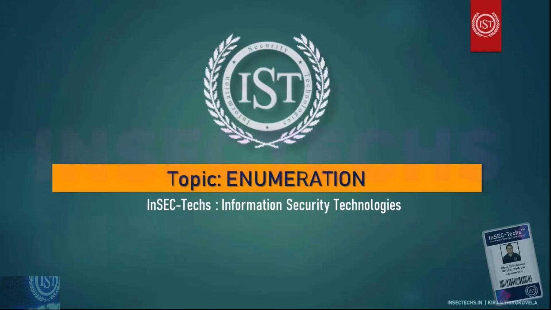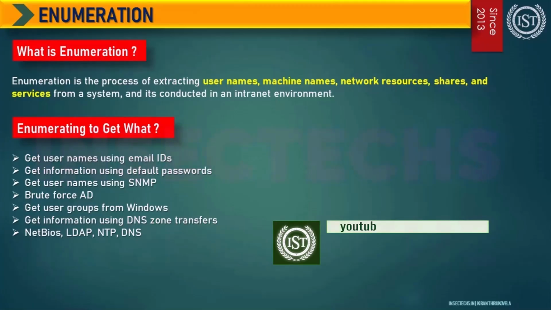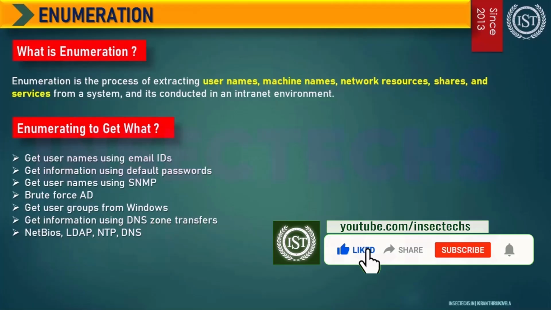Come on guys, this is a paragraph that I am reading from somewhere on the internet. So to say enumeration in simple words, as you can see in the slide, it is the process of extracting information like usernames, machine names, network resources, shares and system services that you conduct in an intranet environment, that is a local network or a corporate network.